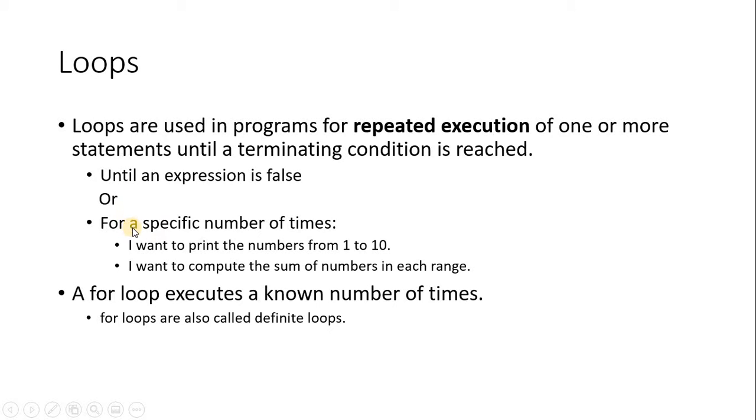In other words, if you want to print a number 1 to 10 times, it is a repetition of a job. Or if you want to make a sum of numbers for each and every range, we need a loop. One such loop is called the for loop, which executes a number of times. For loops are called definite loops because we know how many times they are going to execute.